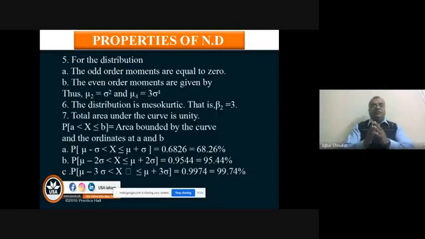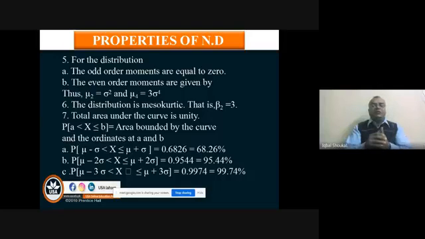Then for the distribution, the odd moments are always equal to 0. That would be m1, m3, m5, or mu1, mu3, mu5. They will always be equal to 0. Whereas mu2 will represent the variance, and mu4 is equal to 3 times sigma raised to power 4. Then the distribution is mesokurtic, that is the value of beta 2 is equal to 3.